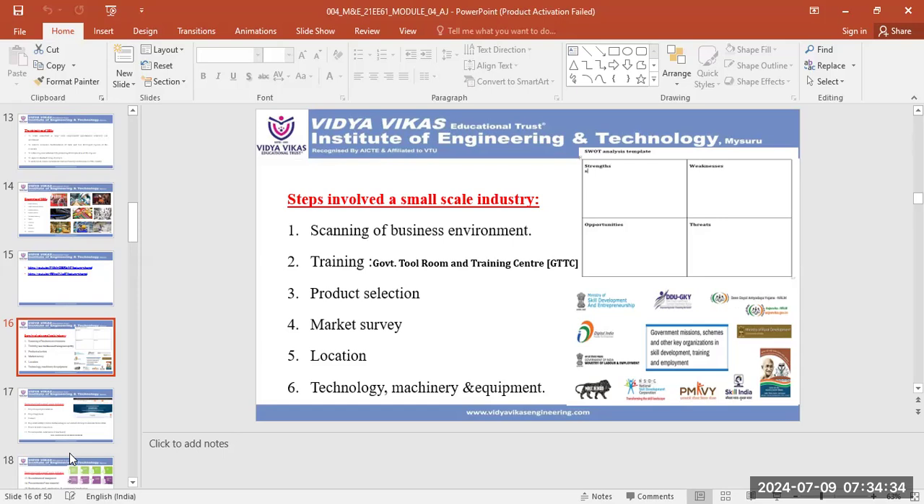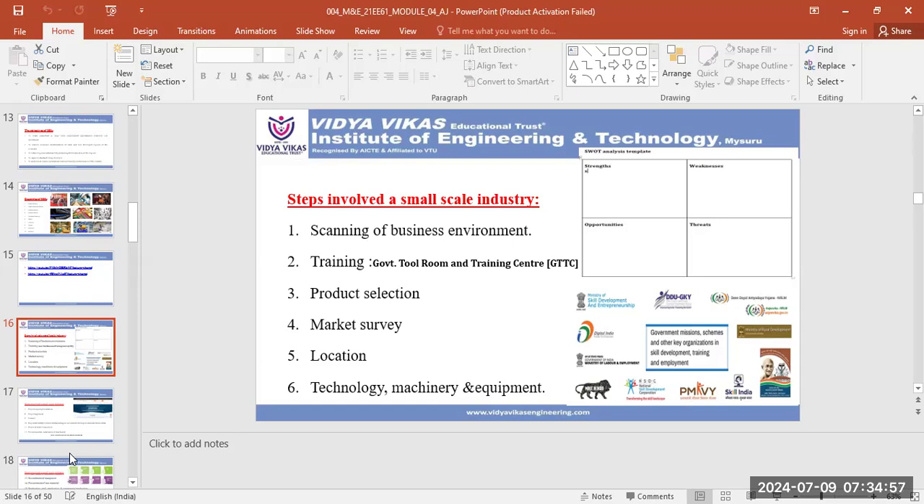And then simultaneously, we need to understand the SWOT analysis. Okay, strengths, weaknesses, opportunities, and threats. These are all the analysis we need to do. This analysis enables the entrepreneur to know the type and size of the business that would be the most suitable. And then the first step is scanning of business environment.